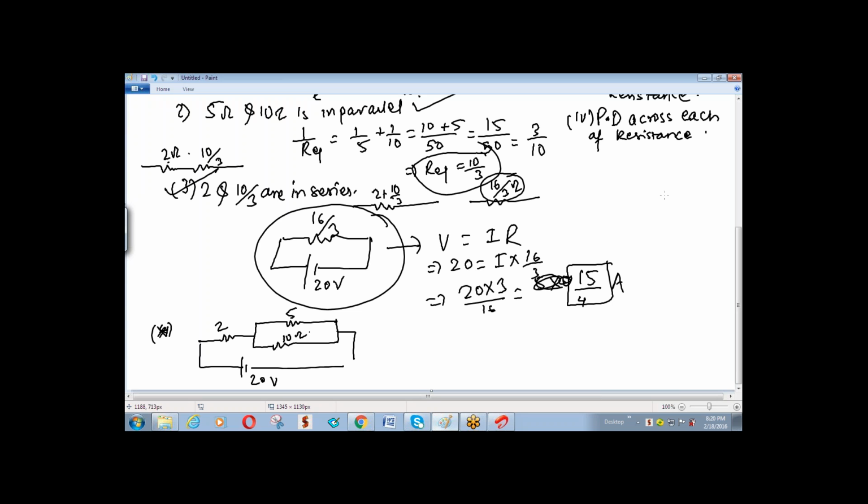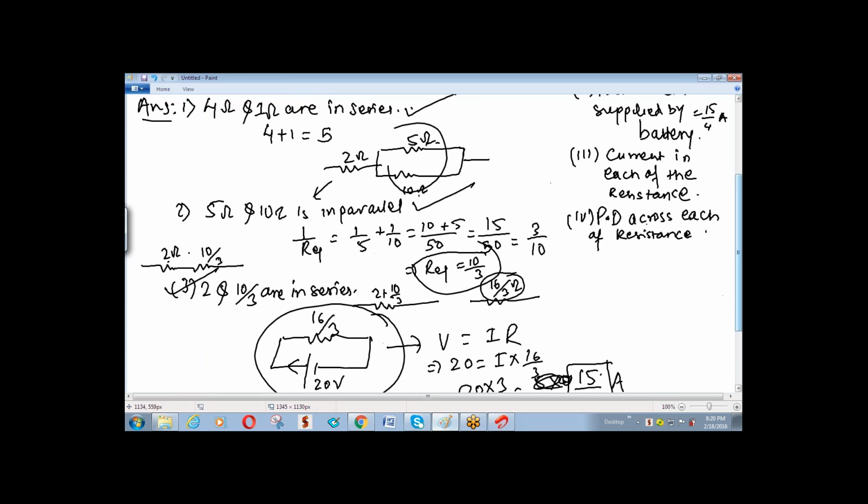Now you said that 15 by 4 ampere of current was supplied by the battery. So the 15 by 4 will start from here, right? And there is only one way for the current to pass. So that means the total current. Sir, what's the question? Okay, the question number 3 is this one: current in each of the resistance.